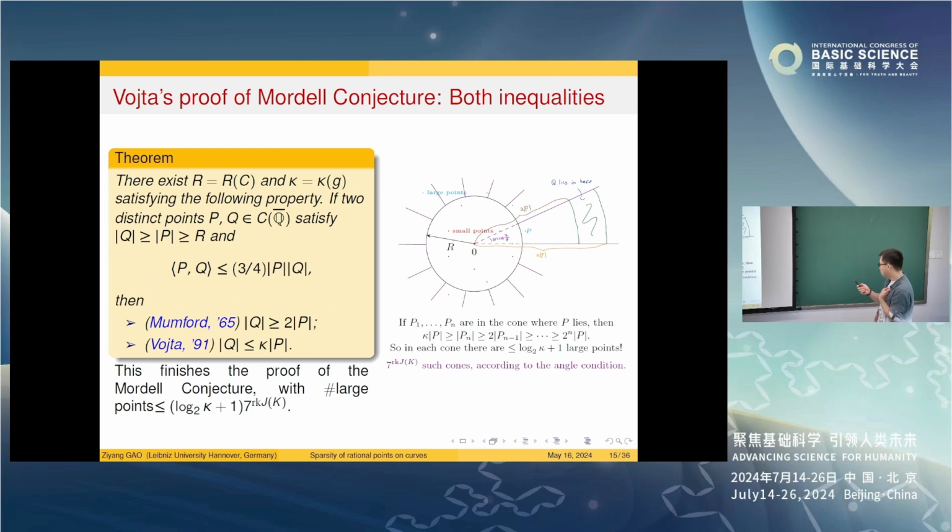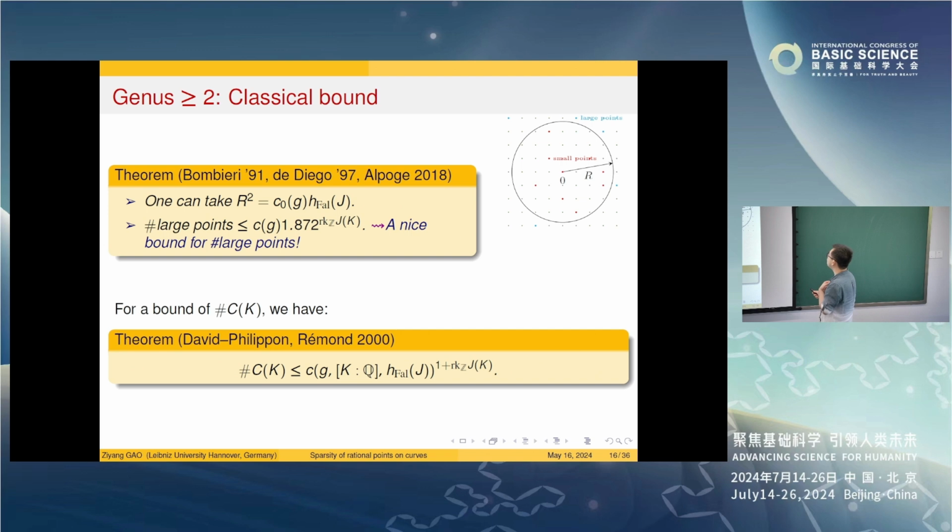Okay, and now let's do a summary. Here we try to divide those lattice points into large points and small points. And we found this capital R. Even classically, it is known what R is: R squared is linear compared to the Faltings height. You see this very important term, Faltings height, here. And the number of large points depends only on g and the rank of J. Classically we get 7, but Levin and Rémond improved 7 to something smaller than 2. So this is what is classically known already.